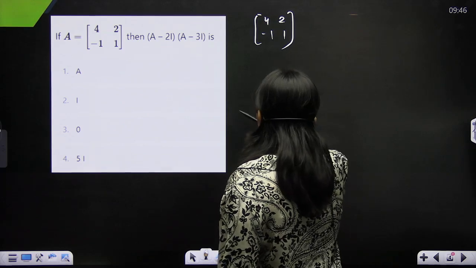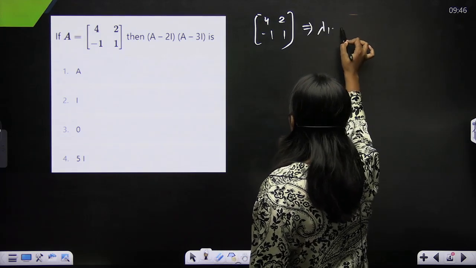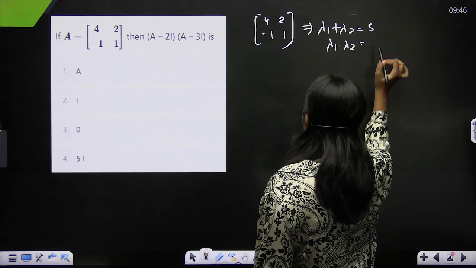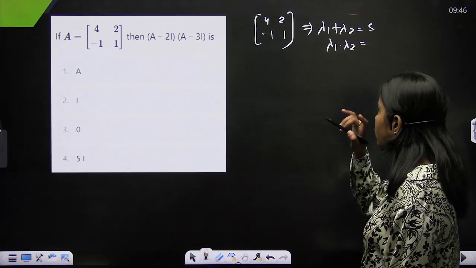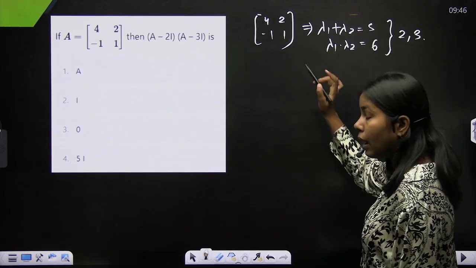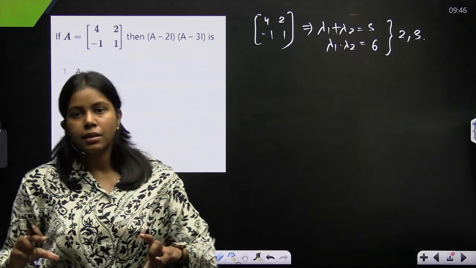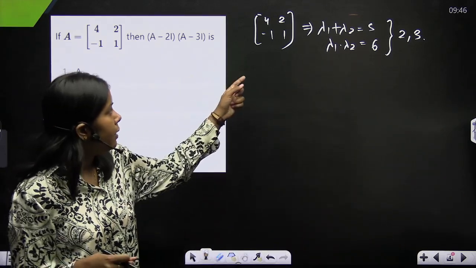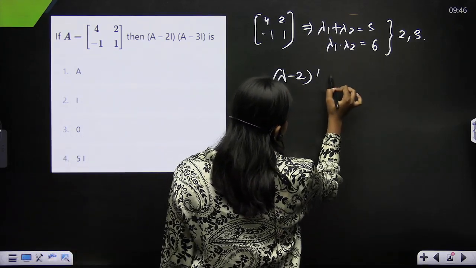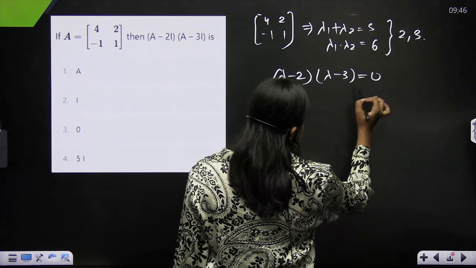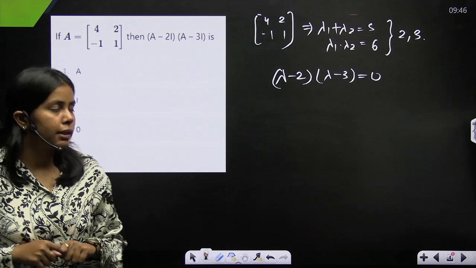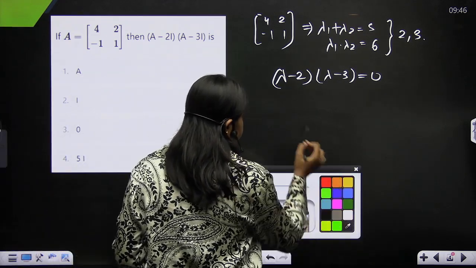Alright, if I talk about the eigenvalues, the sum of the eigenvalues, lambda 1 plus lambda 2, would be 5, and lambda 1 into lambda 2, the product, the determinant, 4 into 1 plus 2, that would be 6. So what would be the eigenvalues? 2, 3. So I am just reversing the order. Earlier I used to find the characteristic equation and then the eigenvalues. Now I found the eigenvalues first and I am writing the characteristic equation corresponding to it: lambda minus 2, lambda minus 3, this is the factor form I get. Right, now I know that every matrix satisfies its characteristic equation using Cayley-Hamilton theorem.